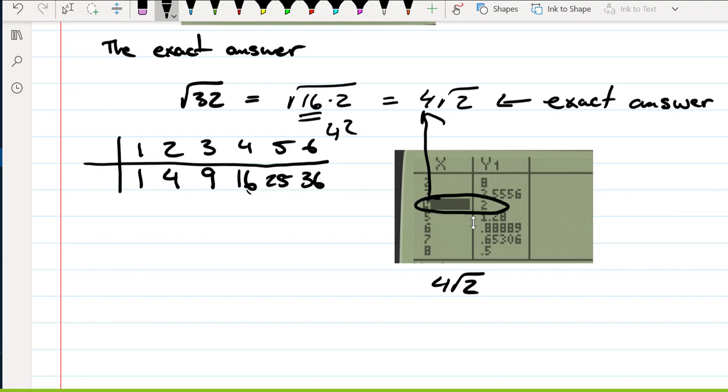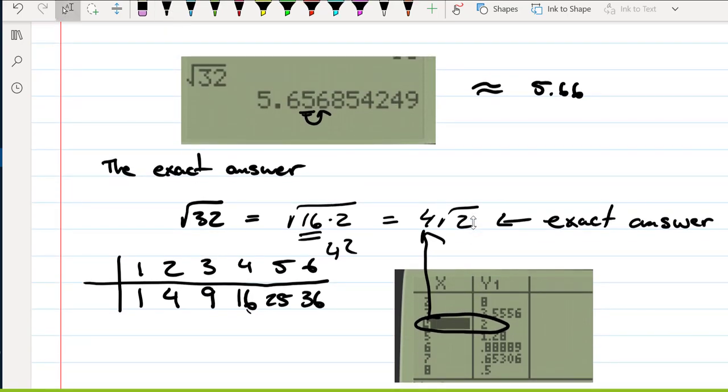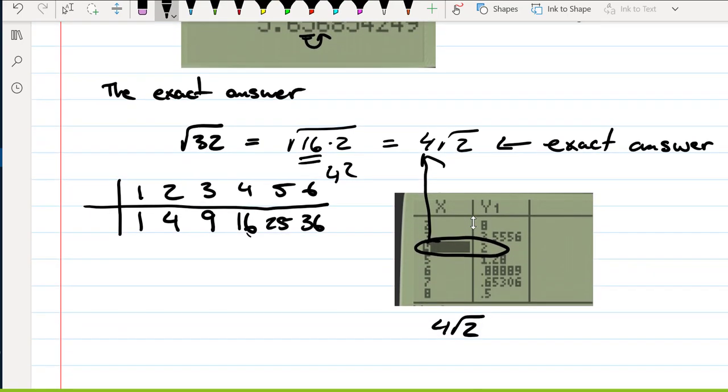So that gives us our exact answer is 4 square roots of 2, and our decimal approximation is 5.66. As I mentioned in my labs, in the homework it's going to ask you for both of these, the exact answer and the decimal approximation.